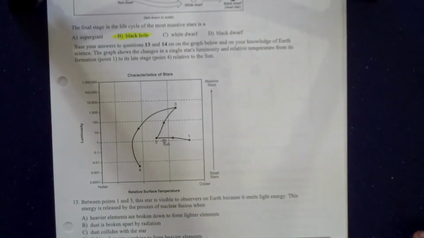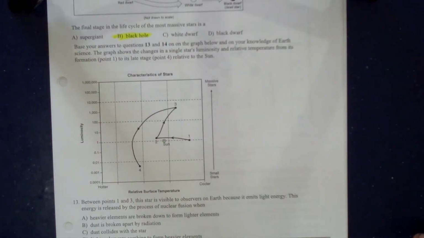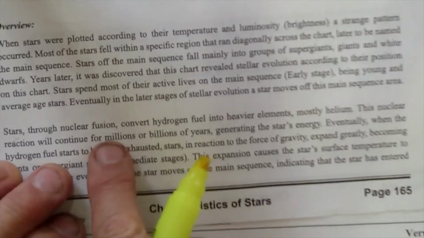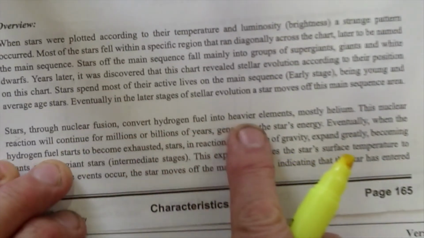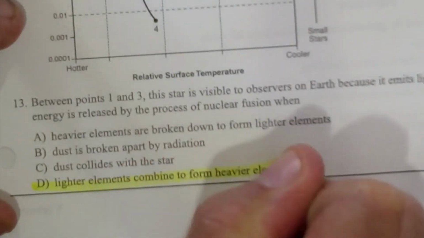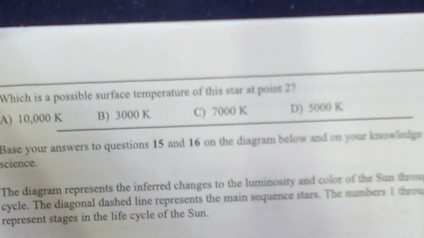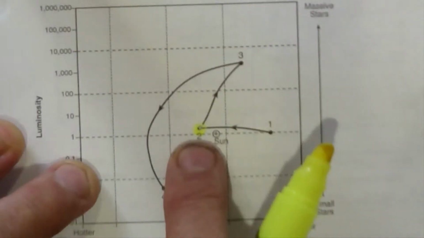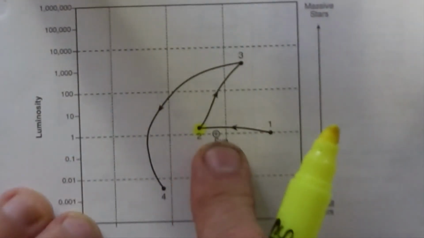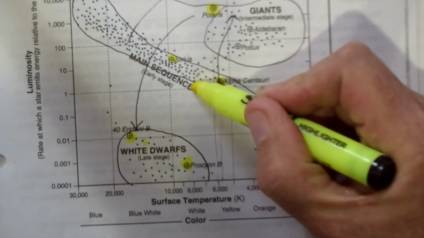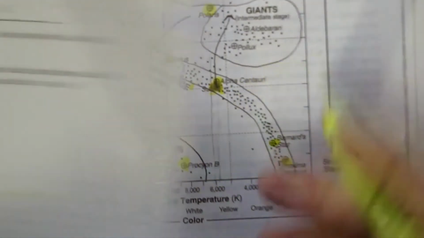Between points 1 and 3, this star is visible to observers on Earth because it emits light energy. This energy is released by the process of nuclear fusion, when stars convert hydrogen fuel into heavier elements, mostly helium. Number 14, what is a possible surface temperature of the star at point 2? Point 2 is slightly to the left of where the sun is on this chart, probably right about here. Put the temperature at about 7,000.